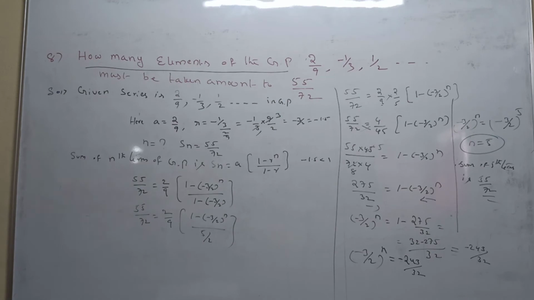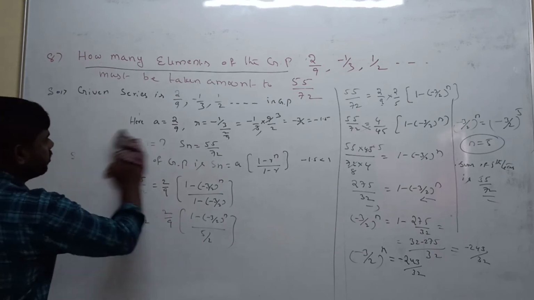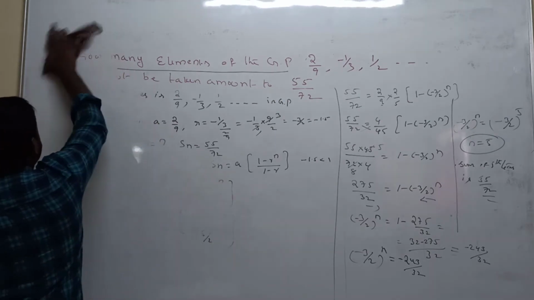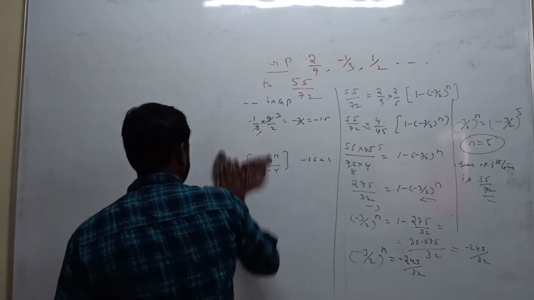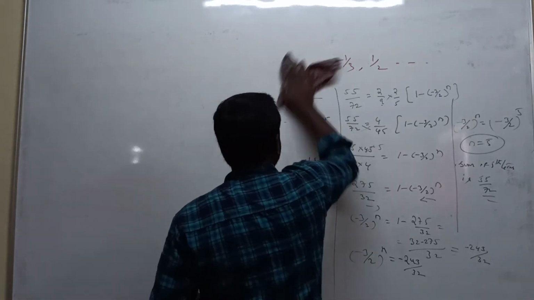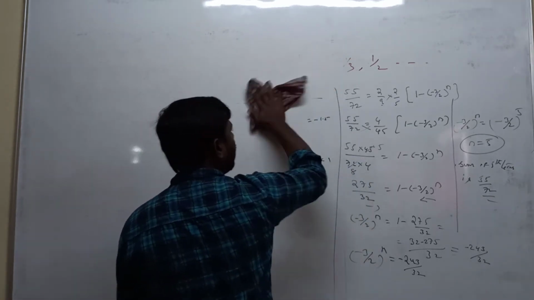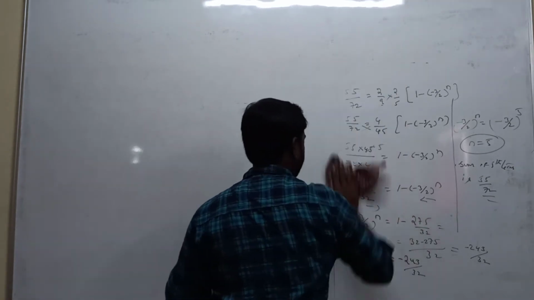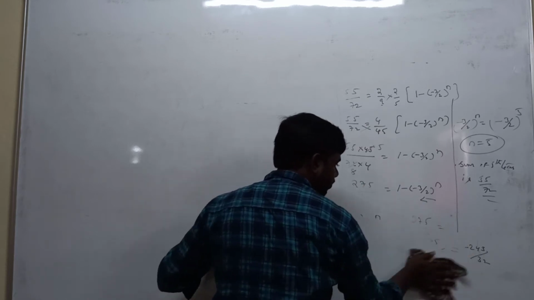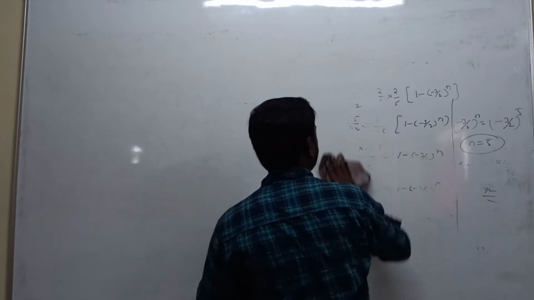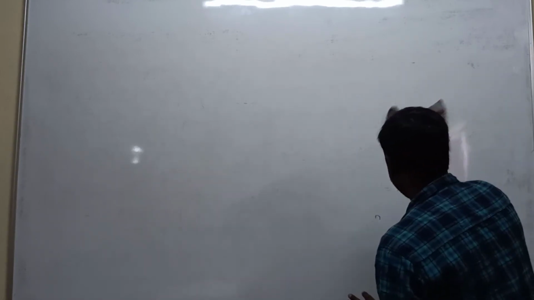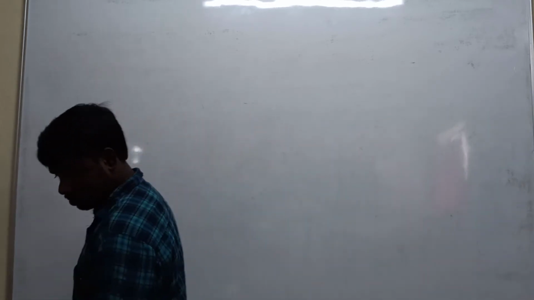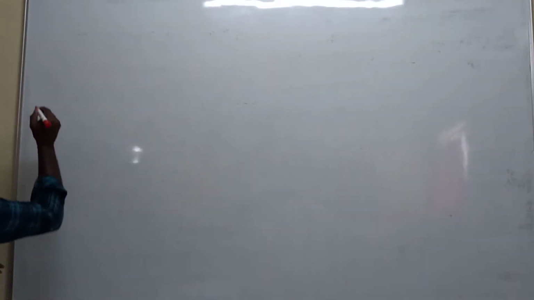Next, everyone understood? Next, ninth question. Very easy. So only applying the formula, after that substituting all the values, finally we got the n value. First of all, we should understand the question. So I am explaining step by step. So there is no confusion in all these problems. Next, ninth question.